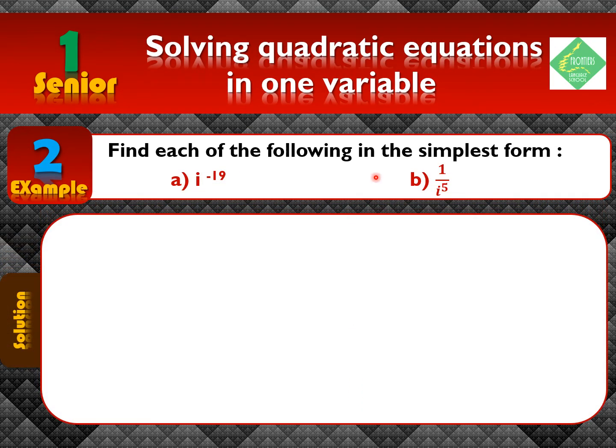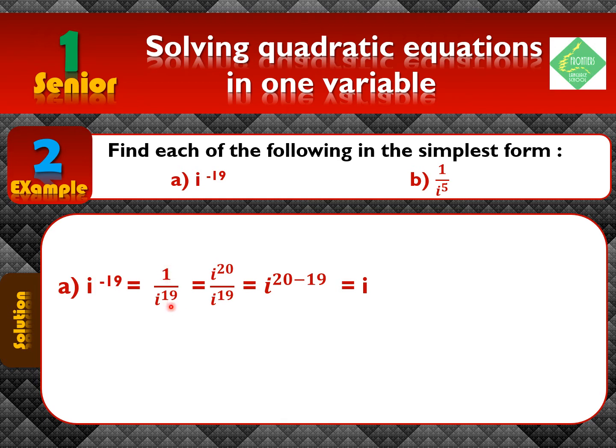Find each of the following in the simplest form. Having a negative in the power is a problem. How do I get rid of it? I power negative 19 can be written in the form of a fraction. Its numerator is 1 and its denominator is I power 19. You mean that I power negative 19 can be written as 1 over I power 19. Yes. What about the numerator, the 1?